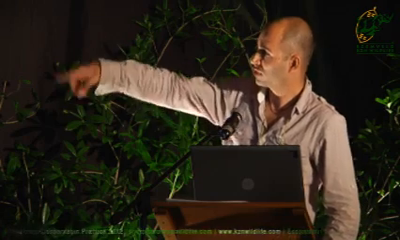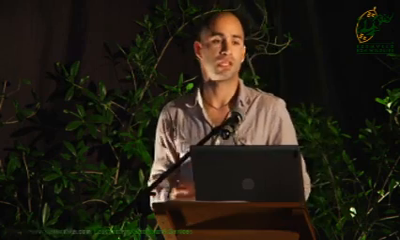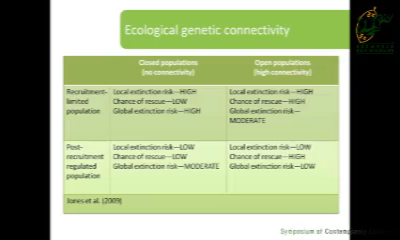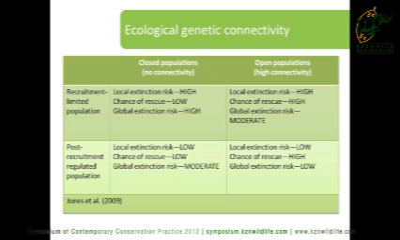When you use markers like microsatellites or nuclear introns, they give you a snapshot. They show you that there is no connection. There is not sufficient gene flow. Those markers allow you to measure genetic connectivity, or ecological genetic connectivity, which, in an extreme concept, about closed and open populations and the risks depending on ecological factors, is very relevant.